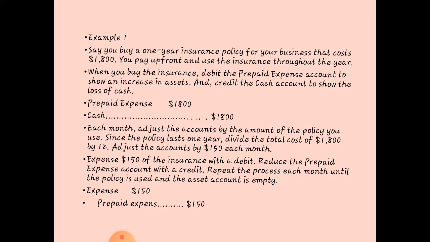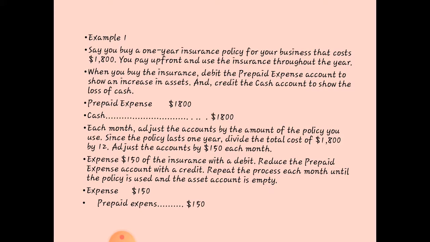One example: say you buy a 1-year insurance policy for your business that costs $1,800. You pay upfront and use the insurance throughout the year. When you buy the insurance, debit the prepaid expenses account to show an increase in assets and credit the cash account to show the loss of cash. Now prepaid expenses is debit and cash is credit.